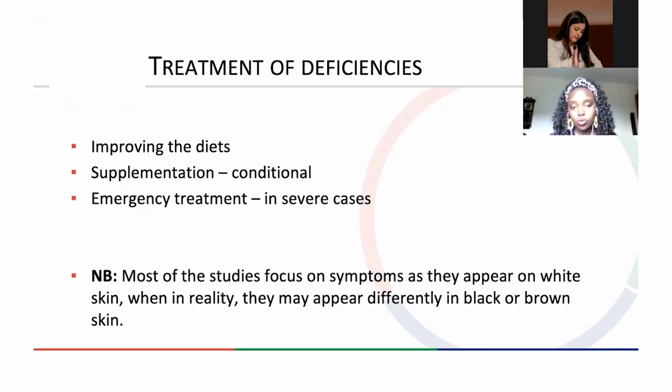And for situations where it's severe, for example, you could have a person who has anemia and their hemoglobin count is definitely low. So they'll need something like a transfusion, which is considered an emergency treatment to help in managing a deficiency. Again, just like my colleague said, most of these research studies or the photos that you've seen do show symptoms as they appear on white skin, while in reality they may appear different in people with black or brown skin. Next slide, please.